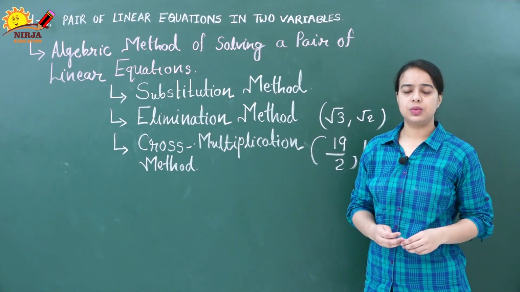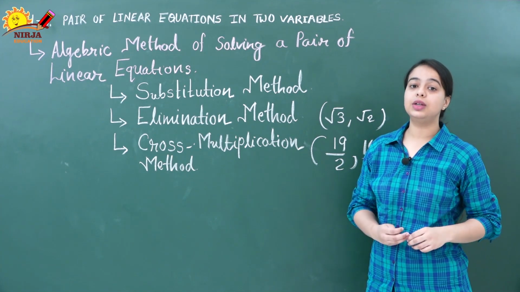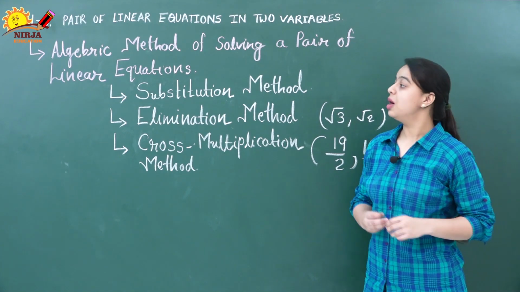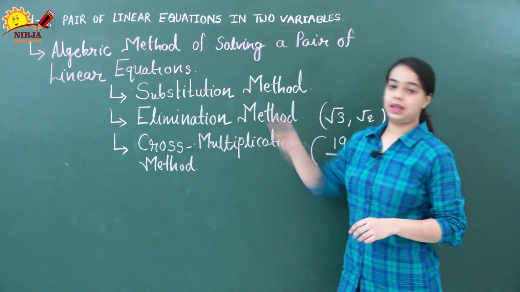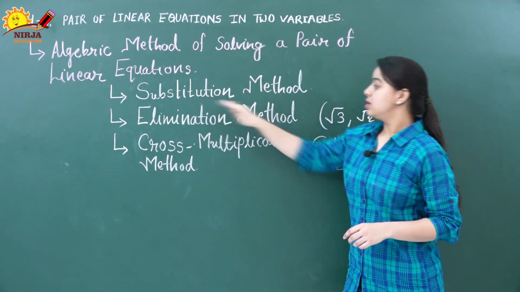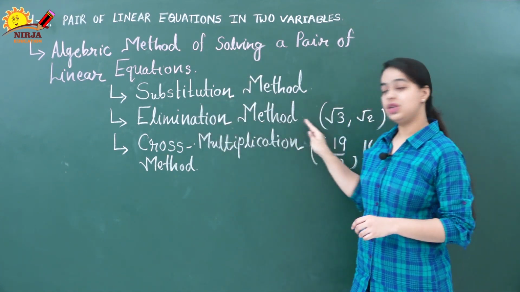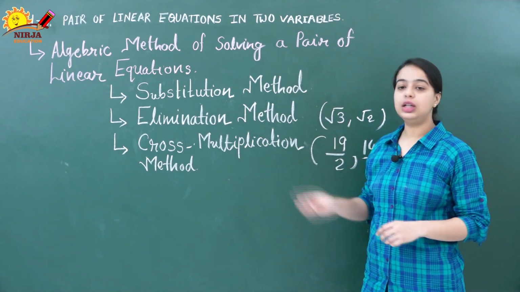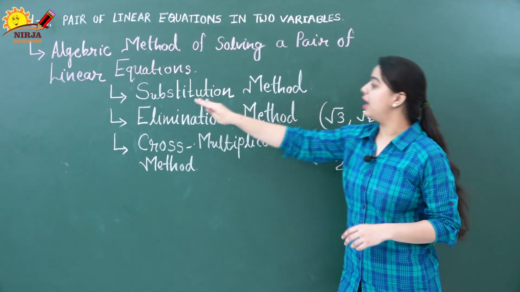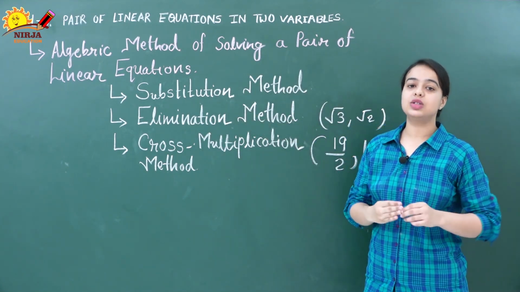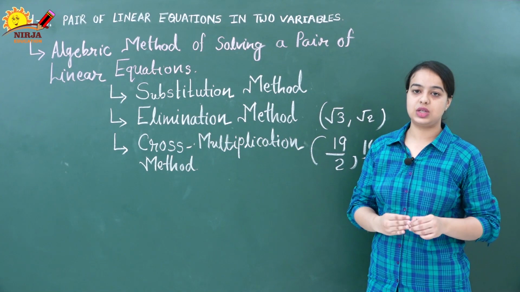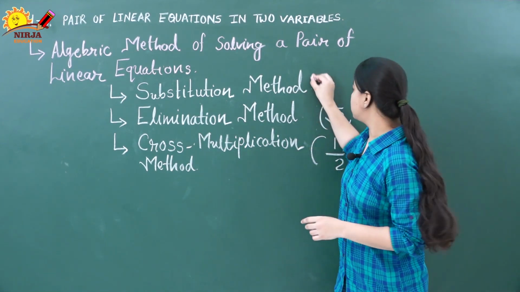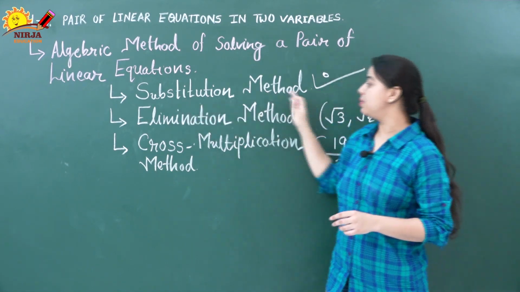So now what can we do? Is there any alternative method to solve a pair of linear equations? Yes, we can solve a pair of linear equations by using several algebraic methods. They are substitution method, elimination method and cross multiplication method. By using all three algebraic methods, we can find the solution of a pair of any linear equations algebraically. Now from all these methods, we are going to see the first method, which is the substitution method, today.